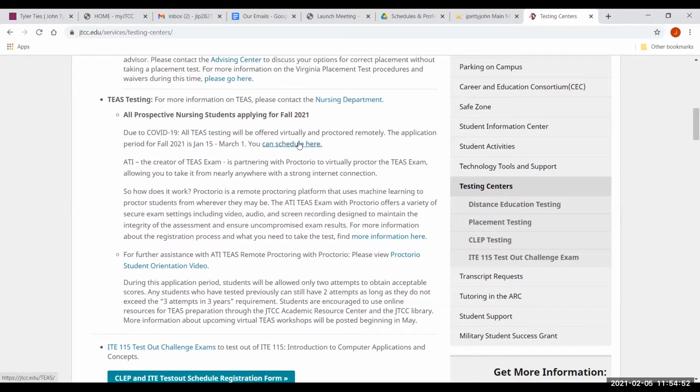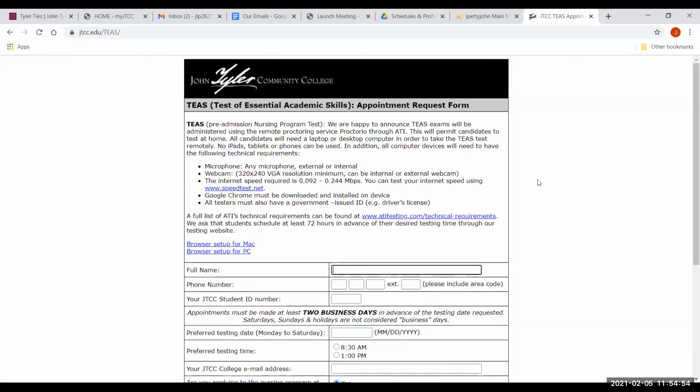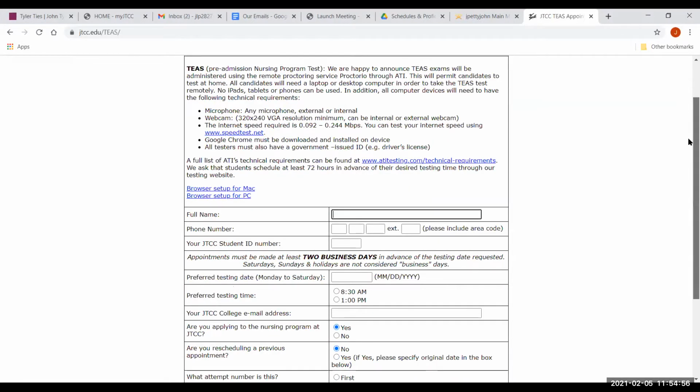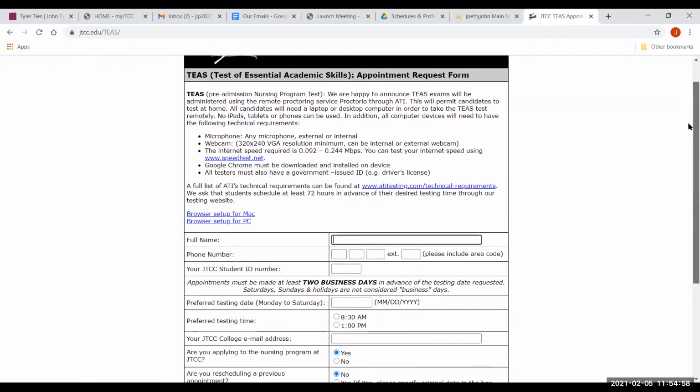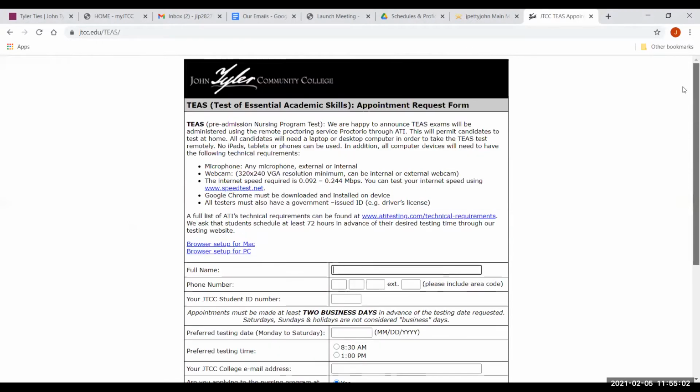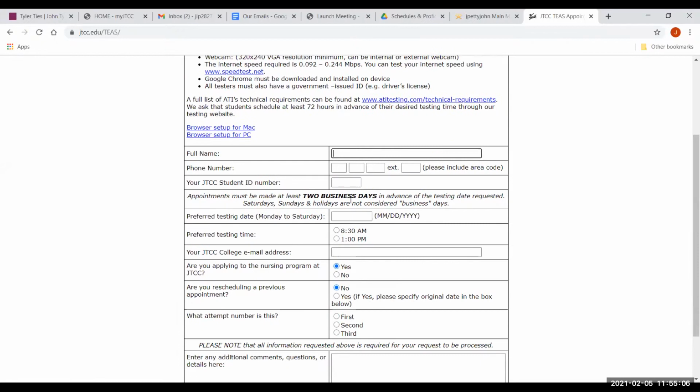You can schedule your appointment. There's a link here, and they want you to give at least, I think, 72 hours ahead of time. They test Mondays through Saturdays, and the tests are either at 8:30 a.m. or 1 o'clock p.m.